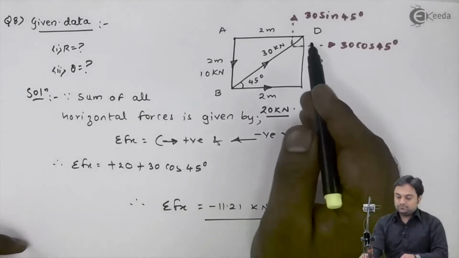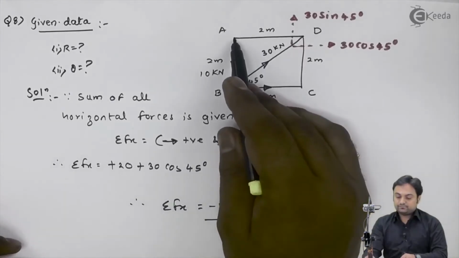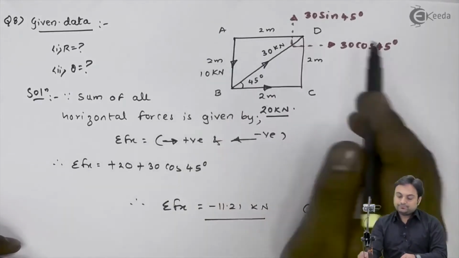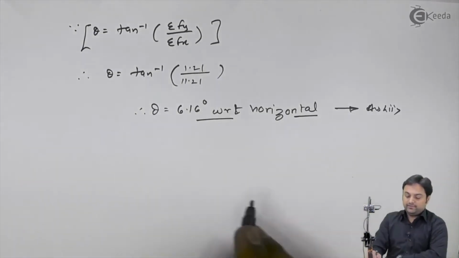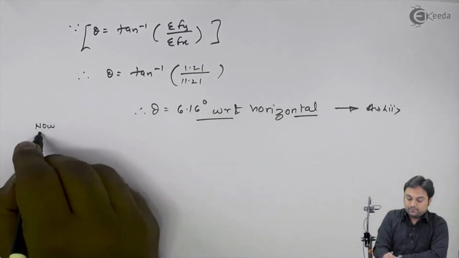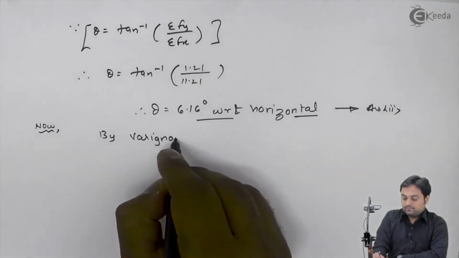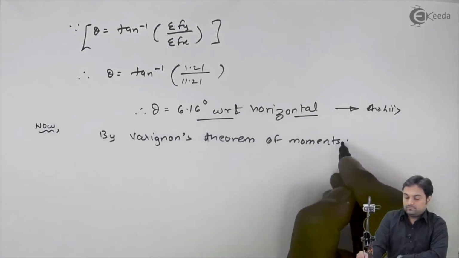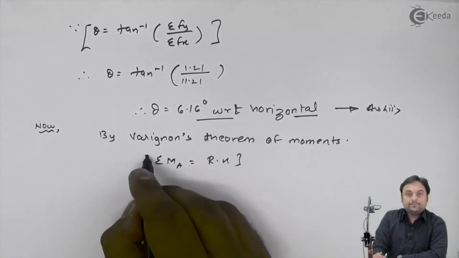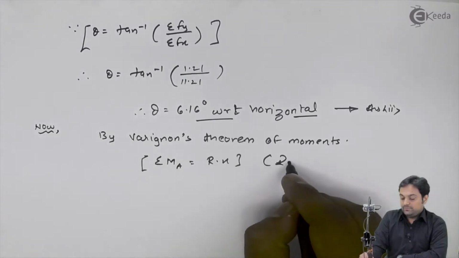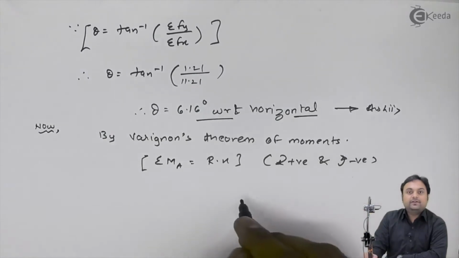After getting the value, we can locate the resultant with respect to point A by taking the moments of all forces at point A. So what I will do here, I will write down now, by Varignon's theorem of moments, summation of moments about A is equal to the moment of resultant, where clockwise moment is to be taken as positive and anti-clockwise moment should be taken as negative.